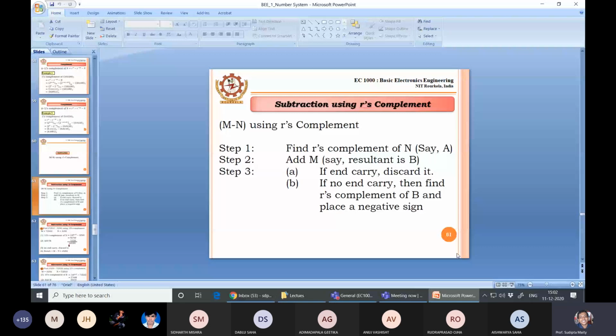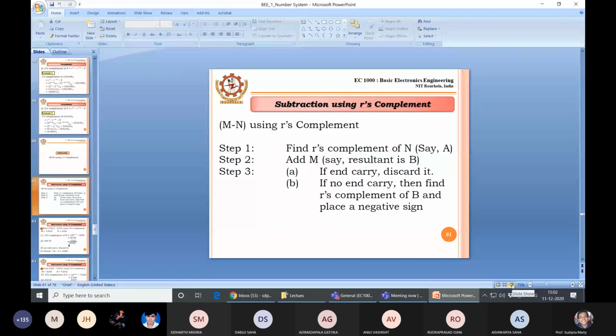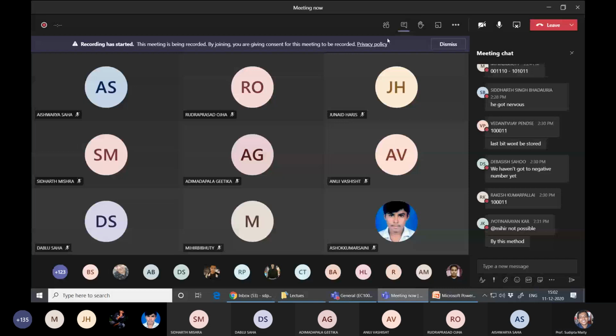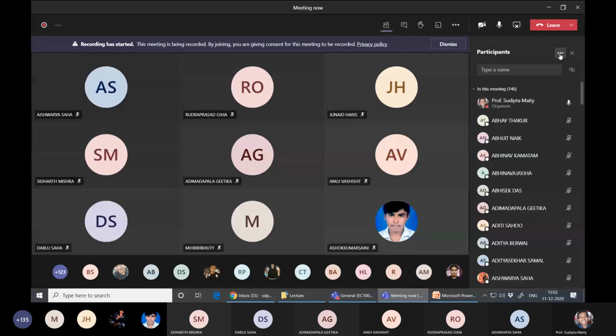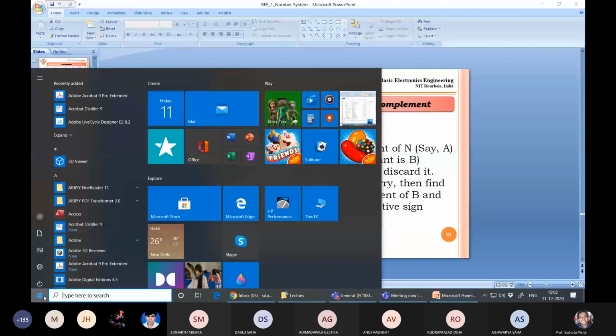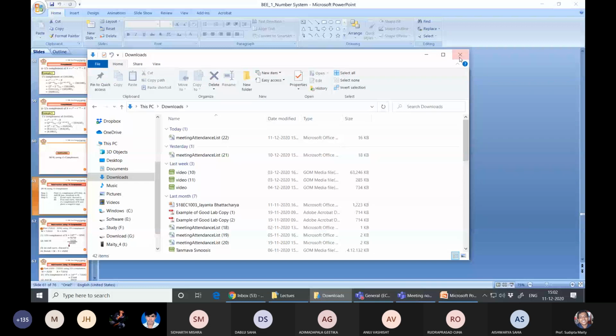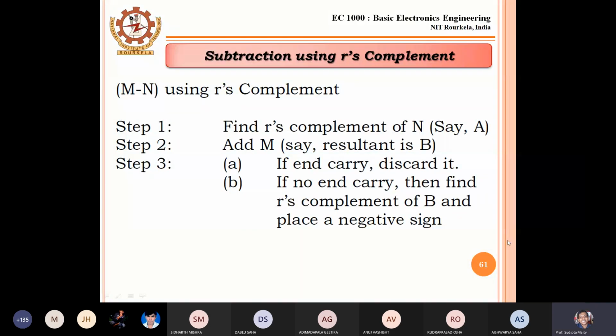Please write down the rules. Oh, just wait 1 minute. Let me download the dependency. Okay, please write down the rules.